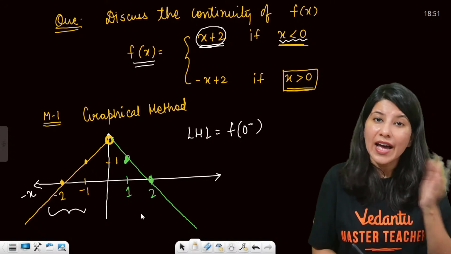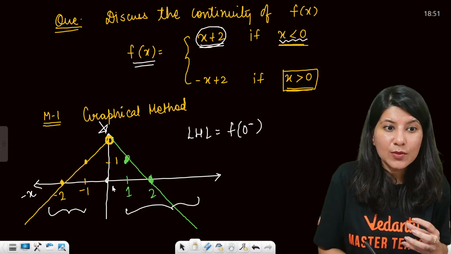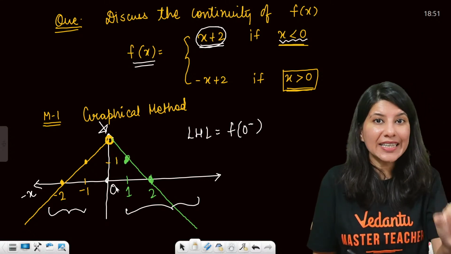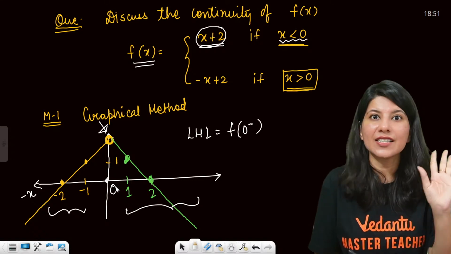This is smooth, and on the right hand side is smooth. The problem here is at x equals 0. So the problematic area is x equals 0. Are you understanding? So we will check the limit at x equals 0.